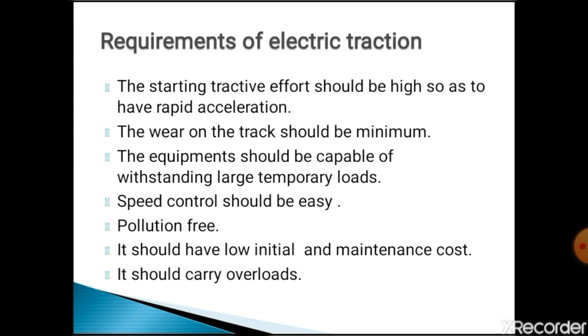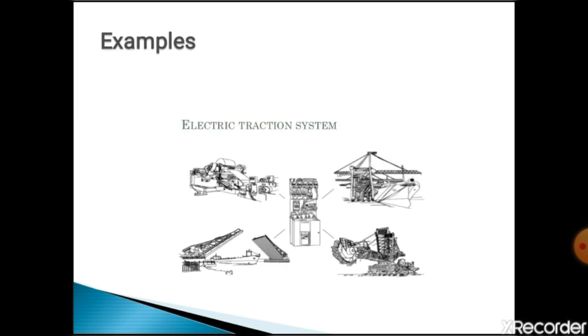What all we require for electric traction: first point, the starting tractive effort should be high so as to have rapid acceleration. Tractive effort is nothing but the force of moving any body. The wear on the track should be minimum. The equipment should be capable of withstanding large temporary loads, that is, it should carry very large loads. Speed control should be easy and it should carry overloads. These are some examples used in electric traction systems.